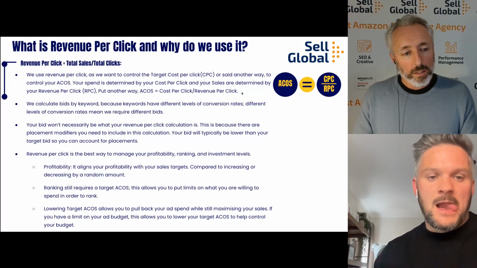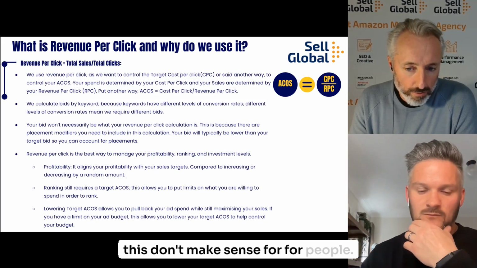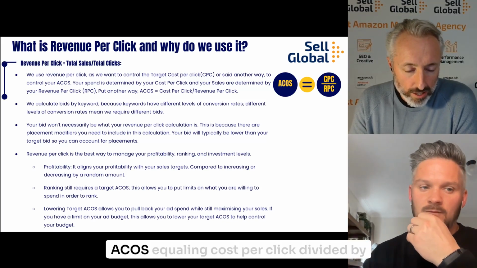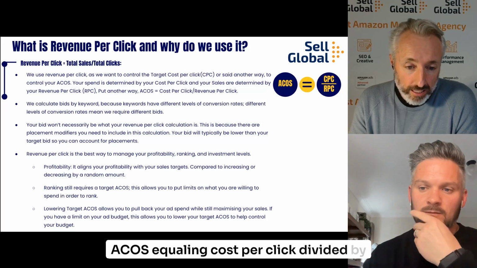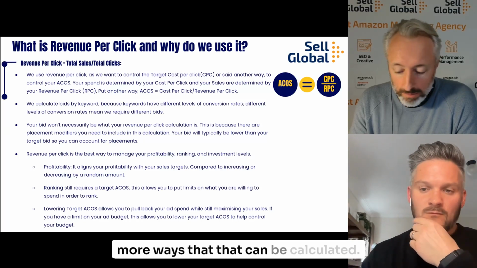Okay. All right. So hopefully this is starting to make sense for people. We're talking about ACOS equaling cost per click divided by revenue per click, and we're going to get into some more ways that can be calculated.